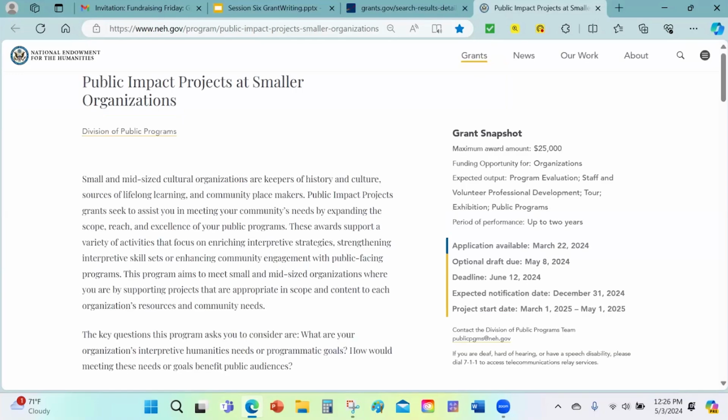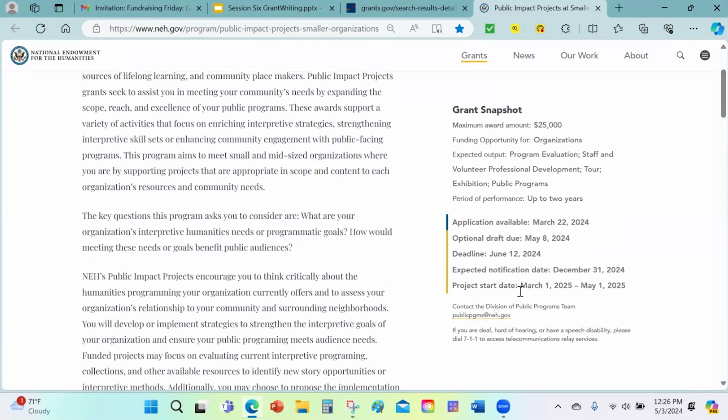And again, we'll just do a quick thumbs up. Did it switch over? Fantastic. So now, if you notice, that link took us to the NEH itself, the National Endowment for the Humanities. This is all of the information about these public impact projects for smaller organizations like all of us are. Again, the grant snapshot is here. The period of performance is up to 2 years, right? The start date, this project would start March of 2025. So we're thinking not this year, but next year, right?